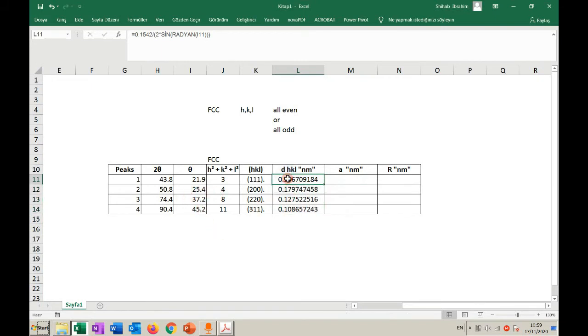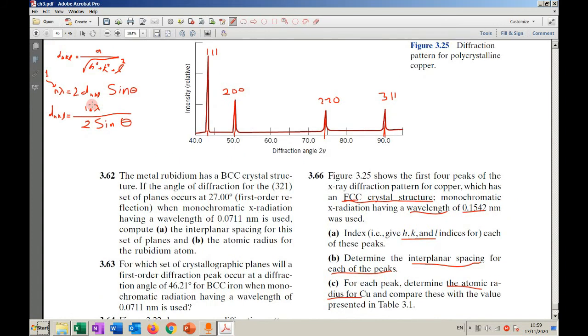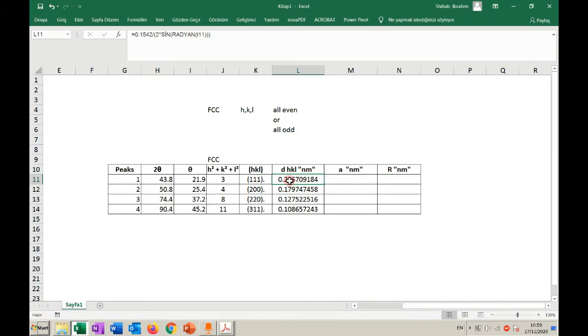Remember, for each peak you're going to use what? You're going to use theta. I have 2 theta, I take half of it, divided by 2, I get theta, then I use theta with lambda over 2 sine theta, and we get all the d_hkl that we have. Now those are the d_hkl.